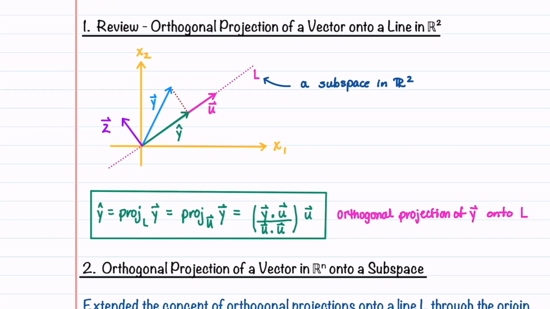In this video, we're going to learn how to orthogonally project a vector onto a subspace. This is very similar to the orthogonal projection of a vector onto a line in R2, so I want to begin by reviewing this concept.